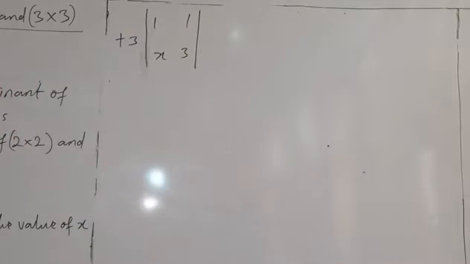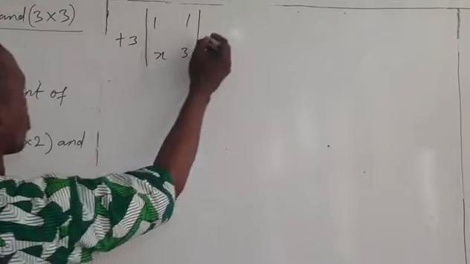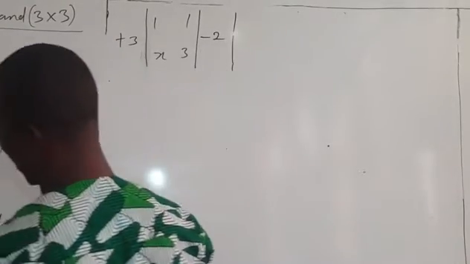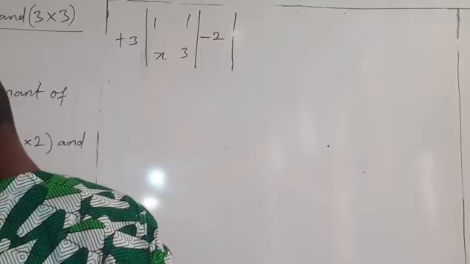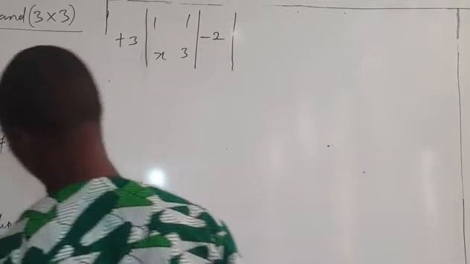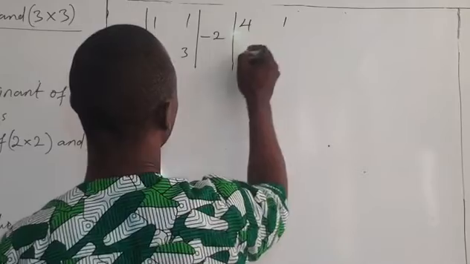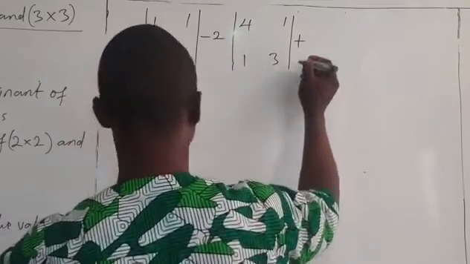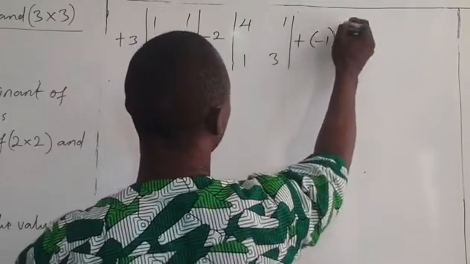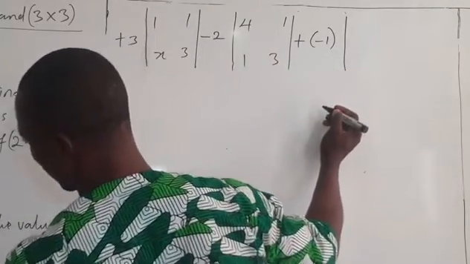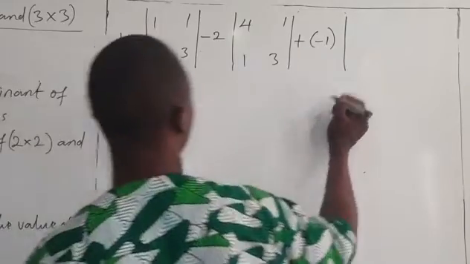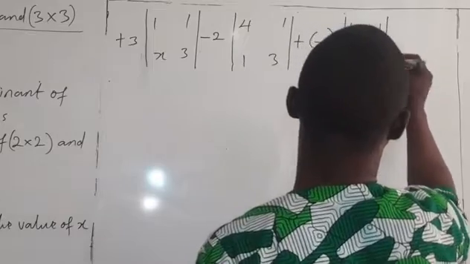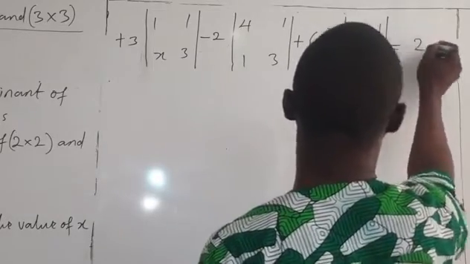Then the second element in the first row, that's 2. So we have minus 2 and 2. So hold on to 2 horizontally and vertically. So we'll be left with 4, 1, 1, 3. Then plus the last element there, that's minus 1 in the first row, minus 1 and 2. So you are left with 4, 1, 1, x. So close the determinant equals to 2.